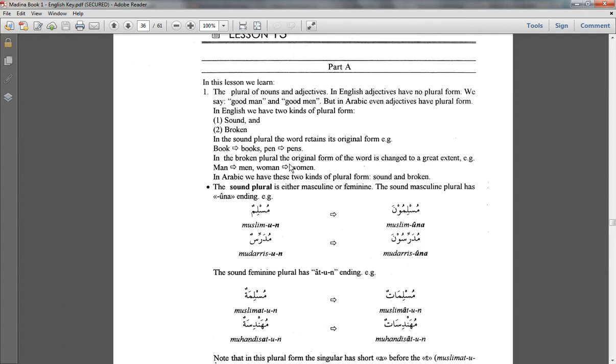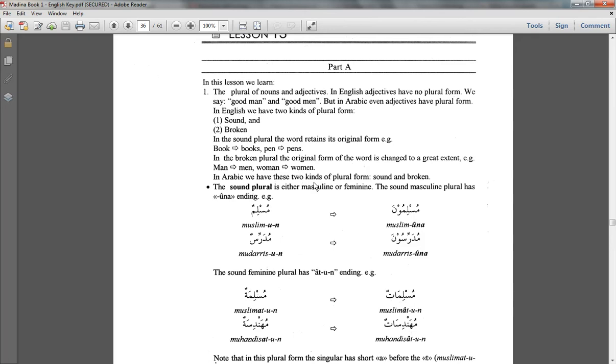In the broken plural, the original form of the word is changed to a great extent. For example, man, men, woman, women. So instead of putting an S at the end, the word itself got broken and the original shape of the noun lost its form.